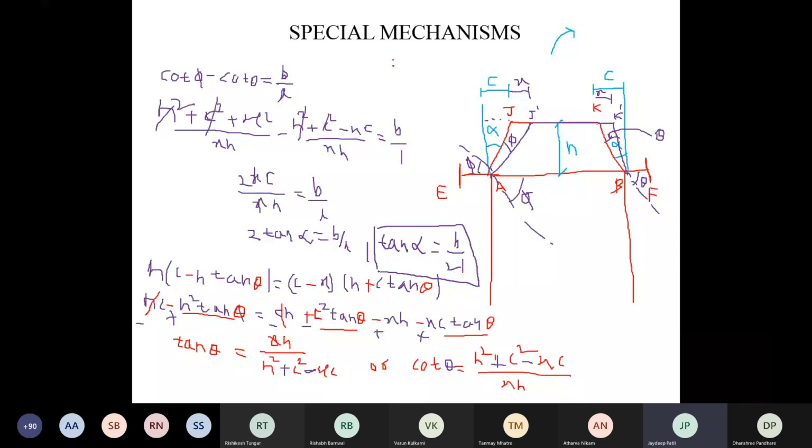For Davis, tan alpha is whatever this is. Now the angle of inclination of the link AJ and BK with the vertical is equal to B by 2L, where B is the wheel base and L is the distance between the rear and front axle.